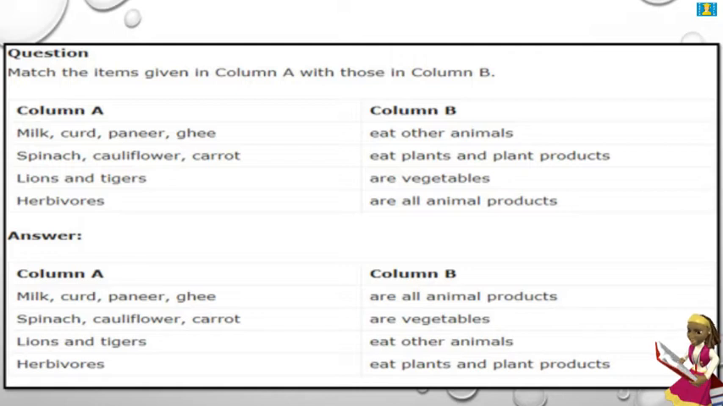Next, spinach, cauliflower and carrot. These are vegetables. Next, lions and tigers. Both of them eat other animals. And the final one is herbivores. This category eats plants and plant products.